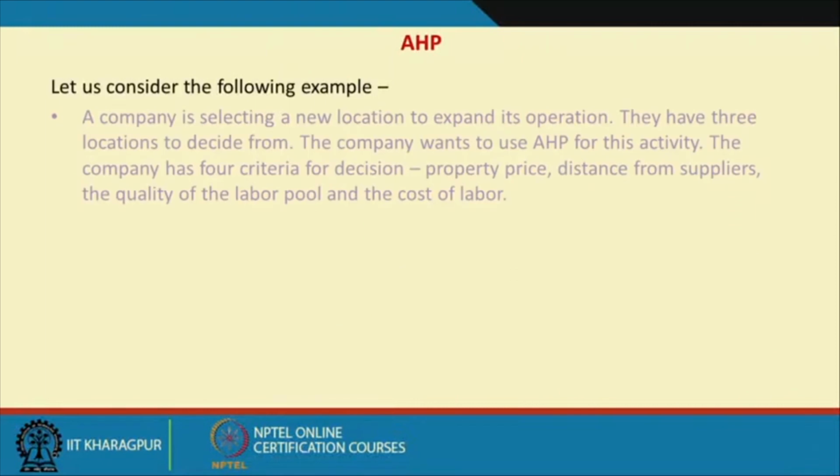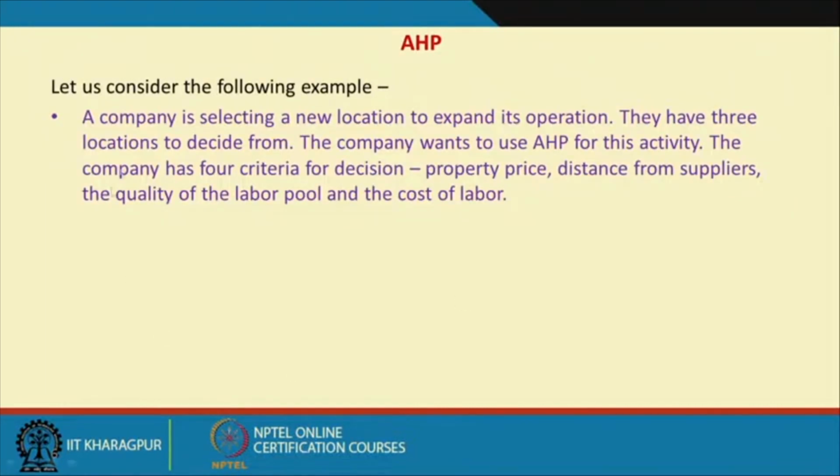Okay? Now, we are considering one example. A company is selecting a new location to expand its business. There are three options for them. Now, the company wants to use the analytical hierarchy process for this activity. The company has four criteria for the decision: the property price, distance from suppliers, the quality of the labor pool, and the cost of labor. That is a very obvious situation.